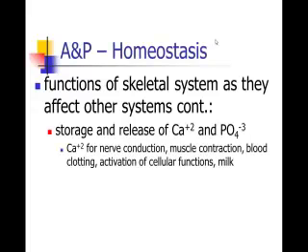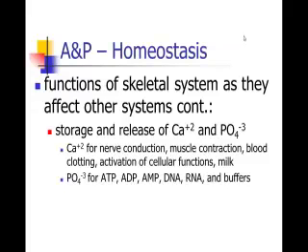So calcium is really important for a lot of different things: nerve conduction, muscle contraction, blood clotting, activation of various cellular activities, obviously the production of milk. Phosphate has maybe even more important involvement with ATP, adenosine triphosphate, ADP, adenosine diphosphate, AMP, adenosine monophosphate, DNA and RNA, and some of the buffers. The buffers are really a smaller role, but those other five organic molecules are really big deals.